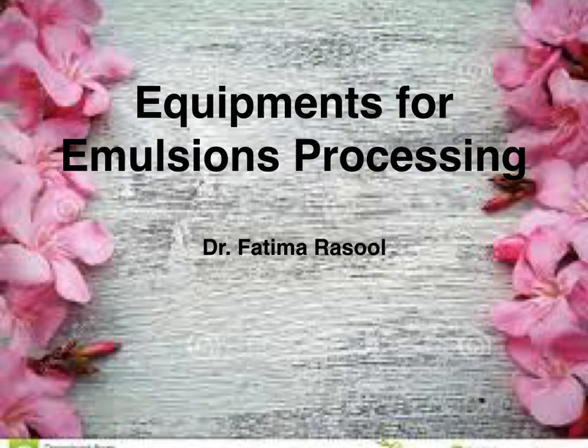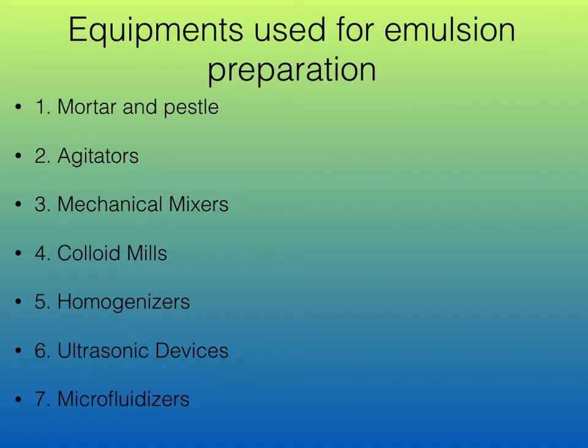Today we are going to discuss equipments for emulsions processing. Equipments used for emulsion preparation are mortar and pestle, agitators, mechanical mixers, colloid mills, homogenizers, ultrasonic devices and microfluidizers. Emulsions may be prepared by using one of several mixers that are available.